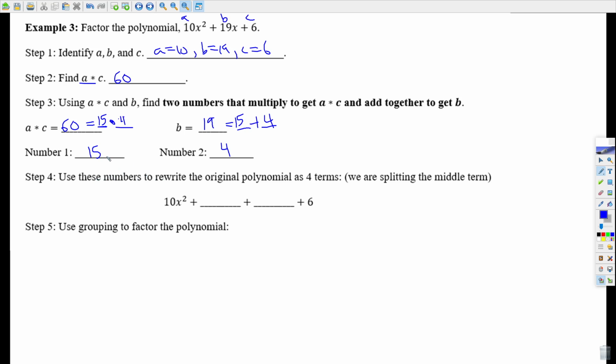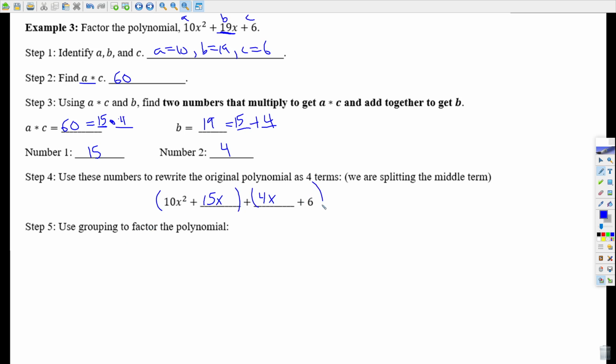All right, and then remember what we do here. We're going to actually take that 19 and break it apart into two numbers. We're going to use 15 and 4. So I'm going to use 15x and 4x. You have to be careful to remember that we're actually breaking apart 19x, so we have to put x's on these. All right, let's use grouping.